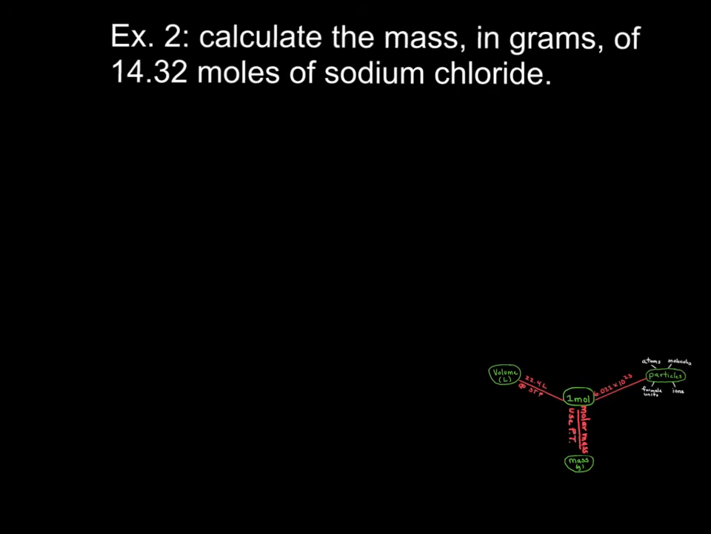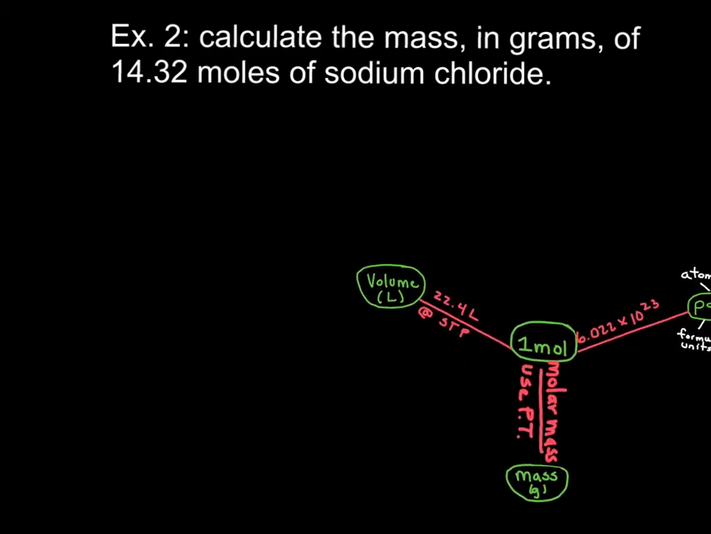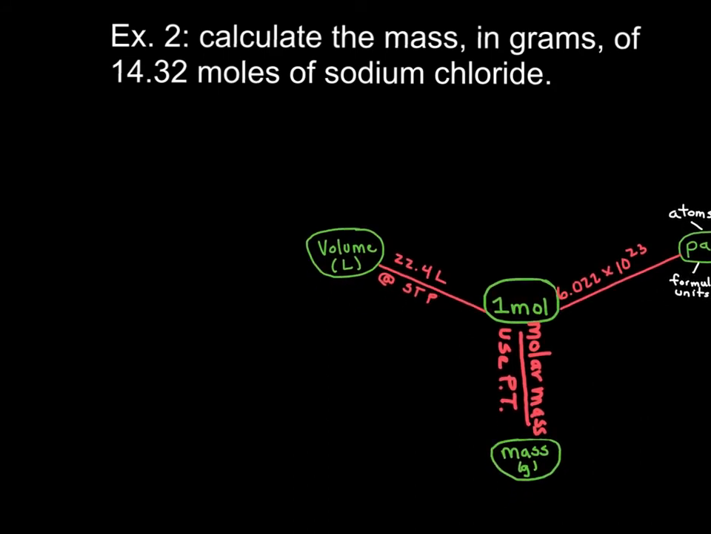Before we start example 2, please stop the video and copy down the problem. Okay, this problem is a little bit different than the first problem. This problem asks us to calculate the mass in grams of 14.32 moles of sodium chloride. In order to do this, we need to look at our mole map, and we're going to be going from moles to mass. The row tells us that we have to use molar mass using the periodic table.